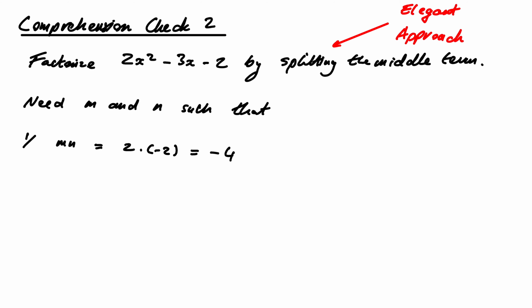Next, what do we need? We need their sum to be equal to the middle term, because we're going to split the middle term. So m plus n has to be equal to minus 3. So this is where there's kind of skill involved, isn't there? How am I going to do this? You need to find two numbers. There's no guarantee you can do this. It's something important to understand.